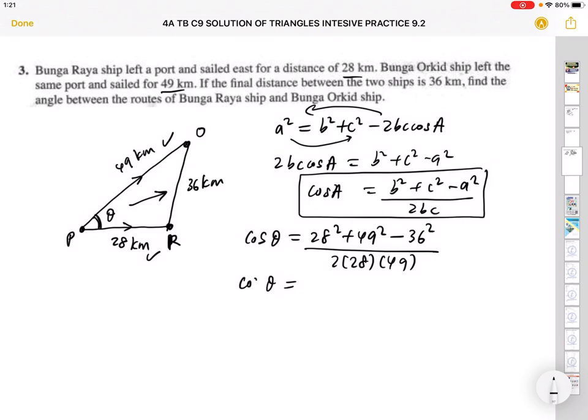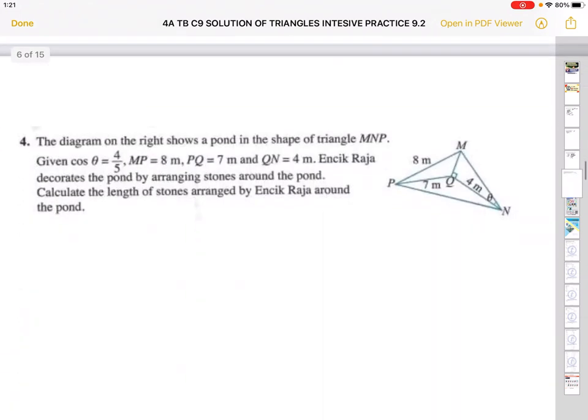I just write this down extra, 1889 over 2744, and you shift cos answer. My angle theta is 46.50, correct to 2 decimal places. All right, moving on to question number 4.